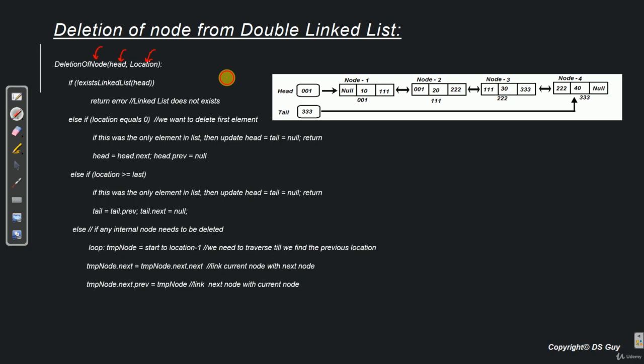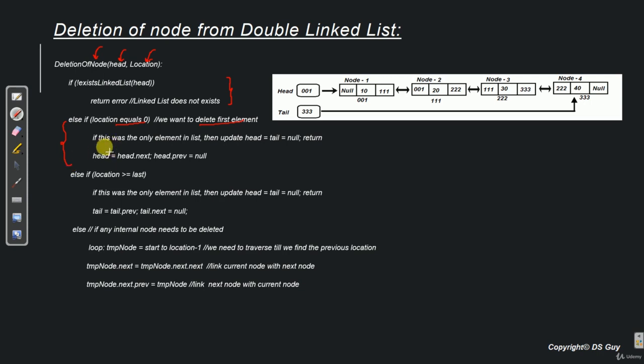Now first of all we are doing a check to see whether the list exists or not. If it does not exist, then there is no point in proceeding further because there is no node to delete in that case. Now in case the linked list exists and the location is 0 that we want to delete, that is if we want to delete the first element, then the control goes in this else if block.